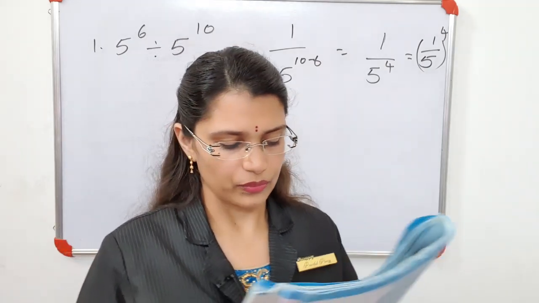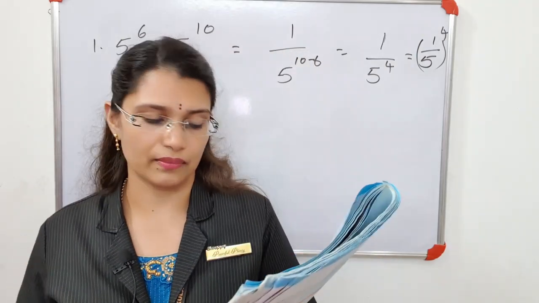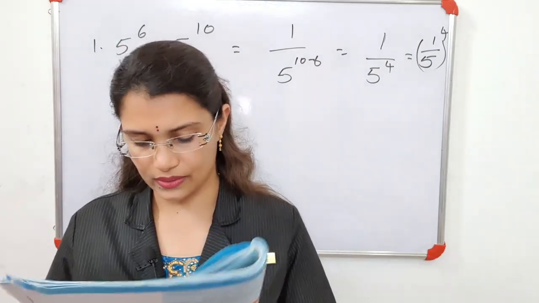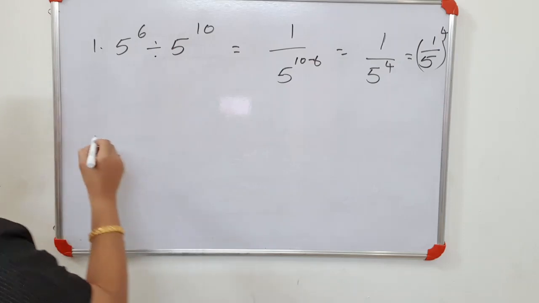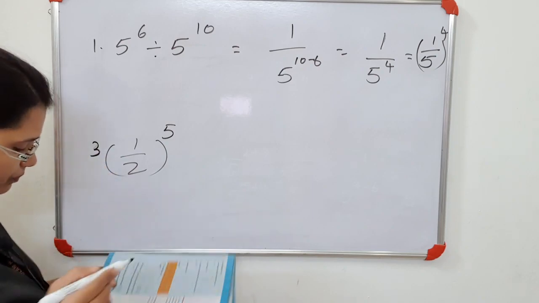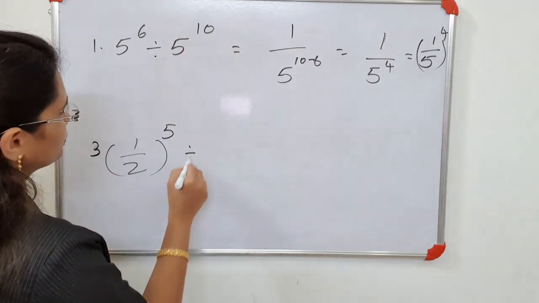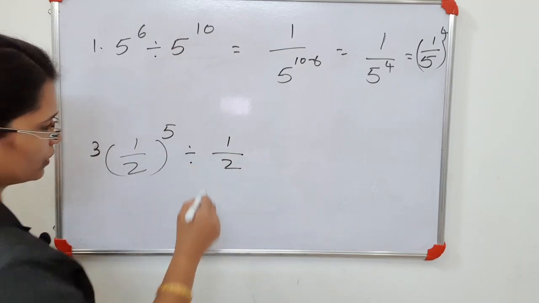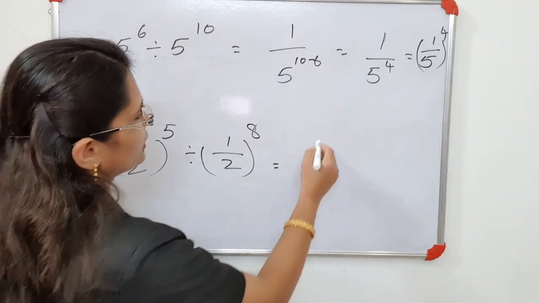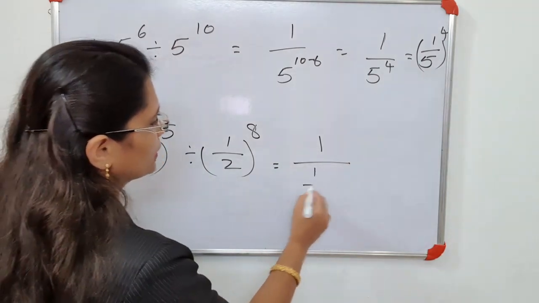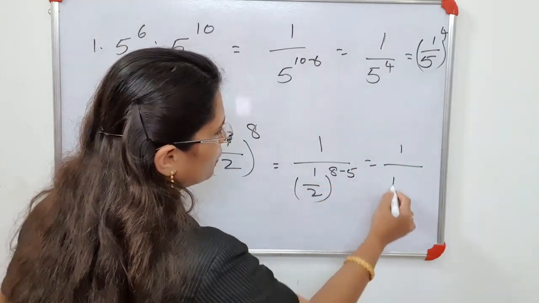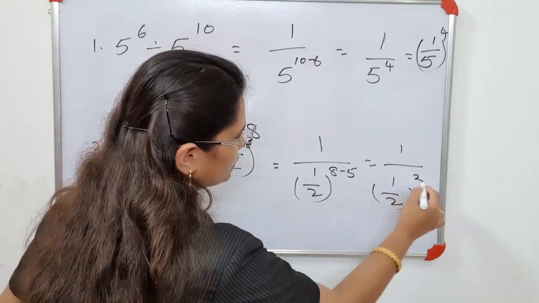Then third question. What natural number is got by dividing (1/2)^5 by (1/2)^8? Here also n is greater, right? So we can write 1 by (1/2) whole raised to 8 minus 5, which is 1 by (1/2), 8 minus 5 is equal to 3.